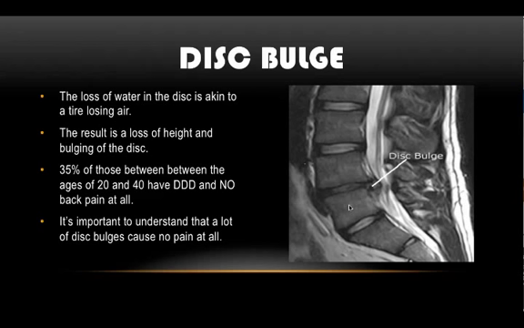Now, there have been studies looking at this. 35% of those between the ages of 20 and 40 have disc bulges and what's called degenerative disc disease, and no back pain whatsoever. So it's important to understand that just because you see this on somebody's MRI might mean they don't have any pain, or it might mean that they have excruciating daily pain. The two don't always correlate.